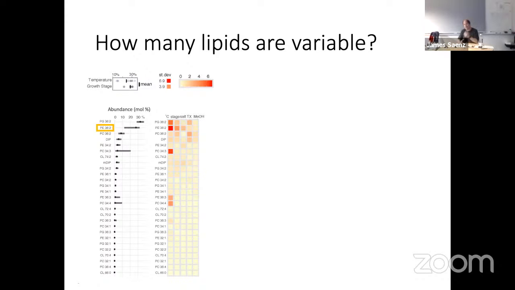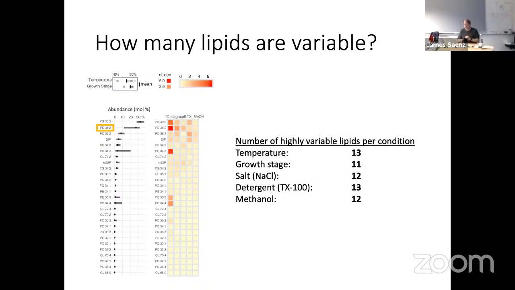Okay, so now we asked how many lipids are actually varying for any of these conditions, and to do that, we basically asked how many lipids account for 90% of the total variability. And when we do that calculation, we get somewhere between 11 and 13 lipids that are highly variable for any of these conditions. So that's an interesting number because it provides an upper constraint on the maximum number of variable lipids you'd need to build an adaptive membrane. It may be less than that, but this is one data point that we have.